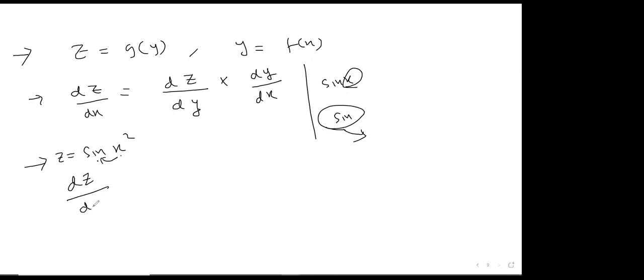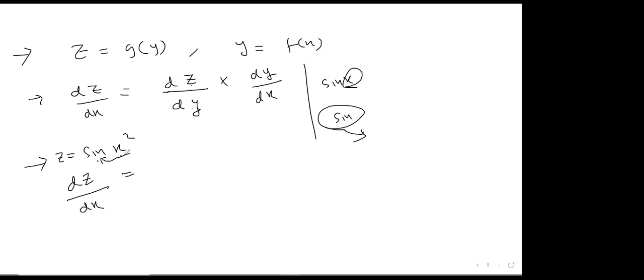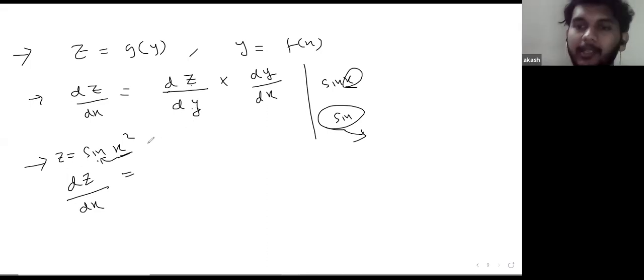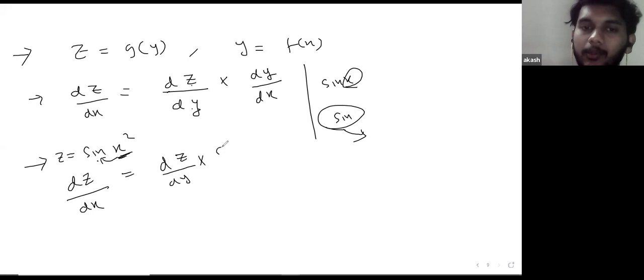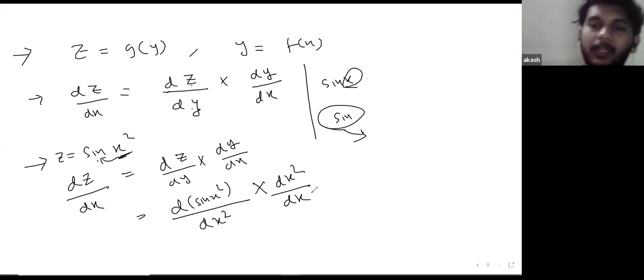So how to find dz upon dx? Simply write dz by dy. What is y here? x square. Instead of x, we have written x square, so x square is y here. So you can write dz upon dy into dy upon dx. What this means is the differentiation of sine x square with respect to x square, into the differentiation of x square with respect to x.